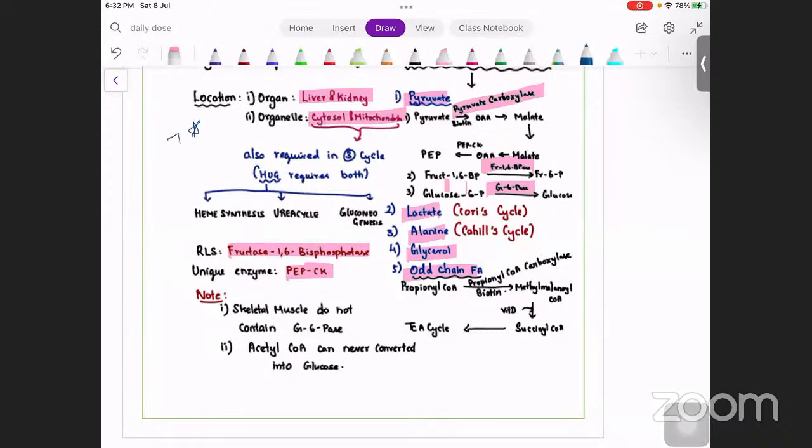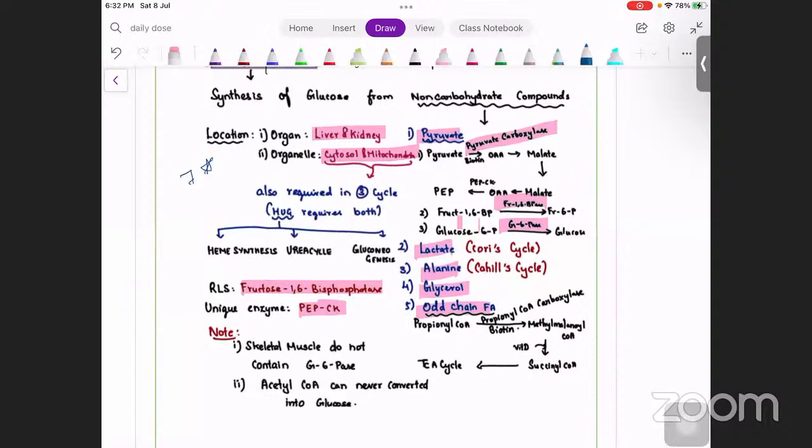7-star rated topic, gluconeogenesis. Whenever they want to ask you a question from carbohydrates, gluconeogenesis is always their choice. And this is the kind of page where you can score at least one question, and we covered all the essentials related to gluconeogenesis. The unique enzyme of gluconeogenesis is PEPCK. The rate limiting enzyme is fructose 1,6 bisphosphatase. Where is gluconeogenesis happening? In the liver and kidney, and in the intracellular organelles, both cytosol and mitochondria.